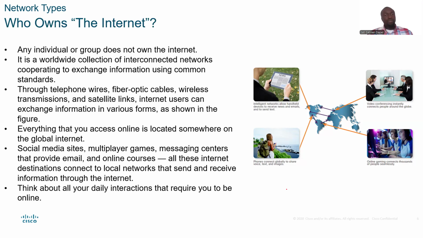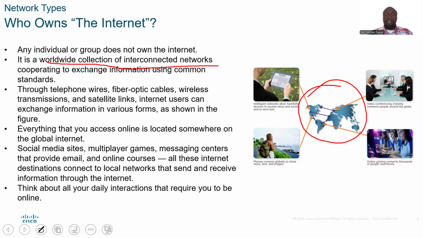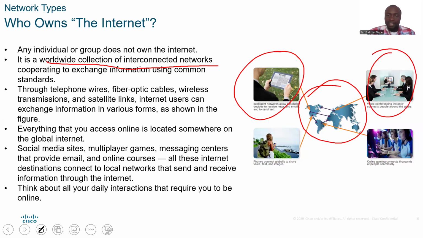No individual or group owns the internet, which is true. No one owns it. It is a worldwide collection. A worldwide collection of what? Networks, operating to exchange information using common standards. The key word there is a worldwide collection of networks, which means it is everywhere in the world. And different devices are connected to it one way or the other. You see somebody with a device here connected to it. Another person's device is connected. So it is when all these individuals or devices connect to it directly or indirectly, the collection is what gives us the internet.